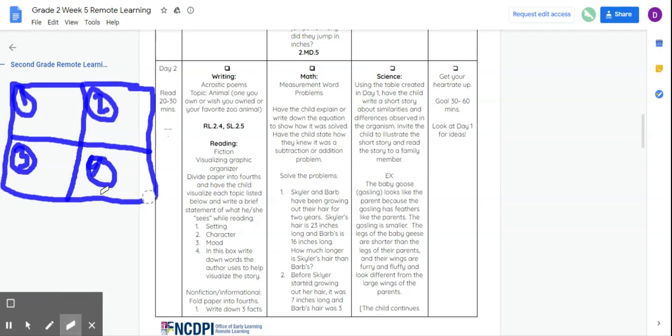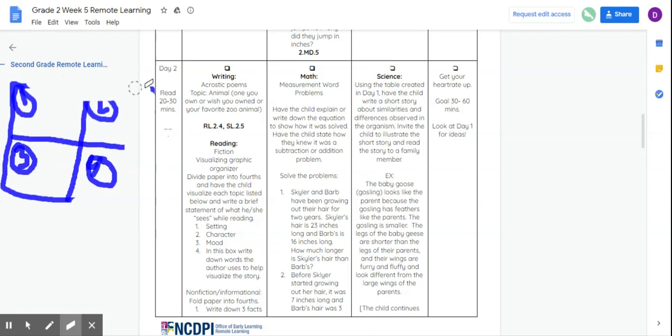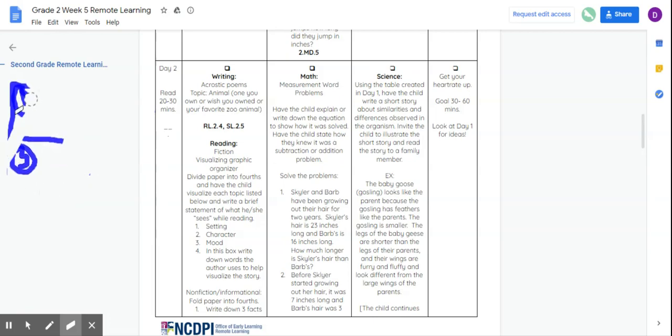All right, so let's work on some math. So this math is really comparing 2 or 3 different lengths of things. So let's look at number 1.